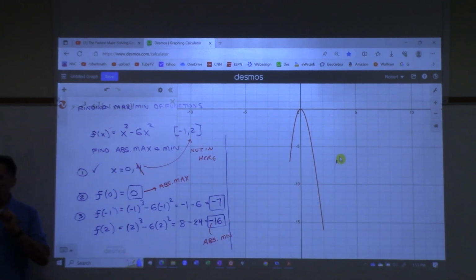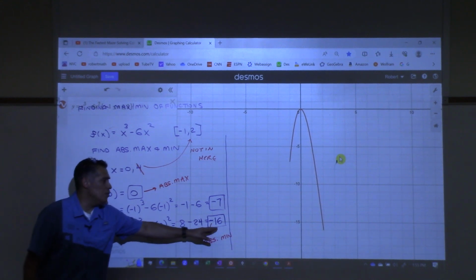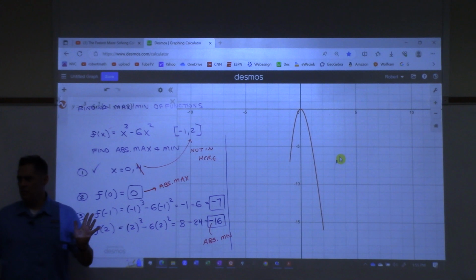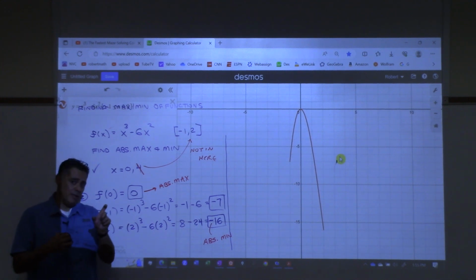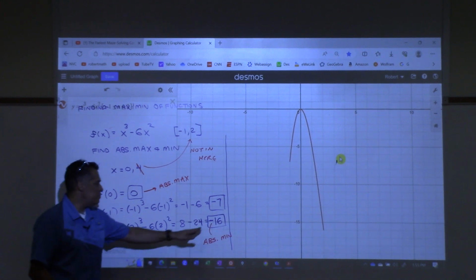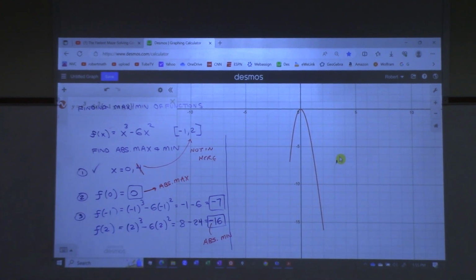On a test, if I ask you for the absolute minimum, if you give me the ordered pair (2, -16), I won't penalize you. All right? I actually prefer the point because it tells me where it happens as well. But if you just put -16, that's fine. Do you understand the idea? Yes. Okay, let's do another example.